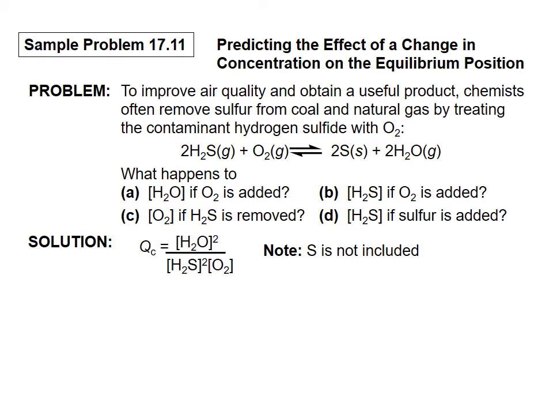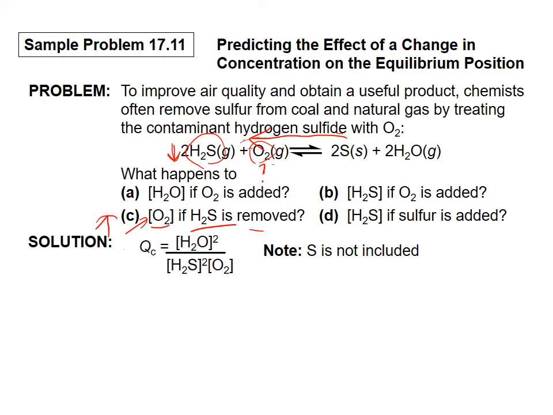In question C, if hydrogen sulfide is removed, hydrogen sulfide is a reactant, so it decreases reactant concentration. The question is, what happens to oxygen? Oxygen is here, another reactant. According to Le Châtelier's principle, if the reactant concentration is decreased, the reaction goes in reverse to increase it and counteract the disturbance. So if the reaction goes in reverse to the left side, oxygen will be produced, so it will increase. The answer here is increased oxygen concentration.